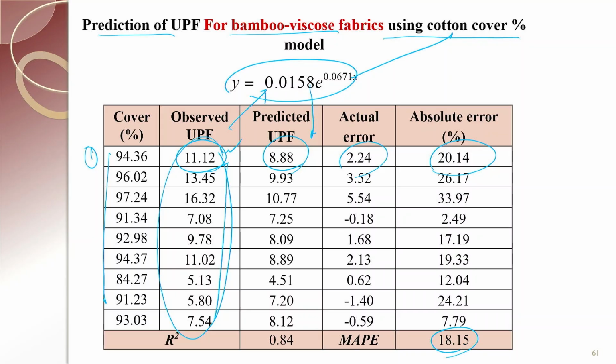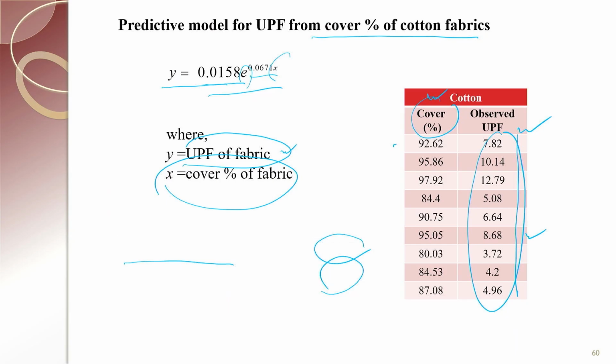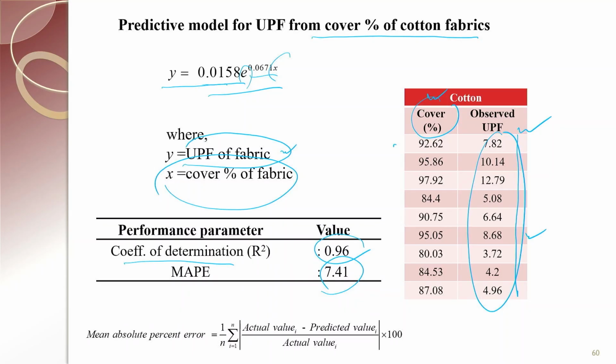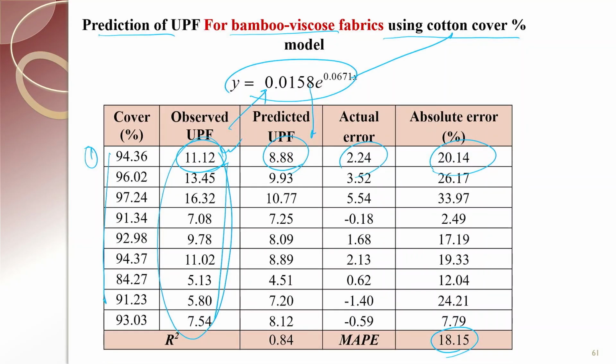In case of predicting cotton fibers' model using the cotton cover, the mean absolute percent error is 7.41, but if we use the same model to predict the UPF of bamboo viscose, the error has increased. So, it shows that this is not the perfect model for predicting the UPF of viscose.